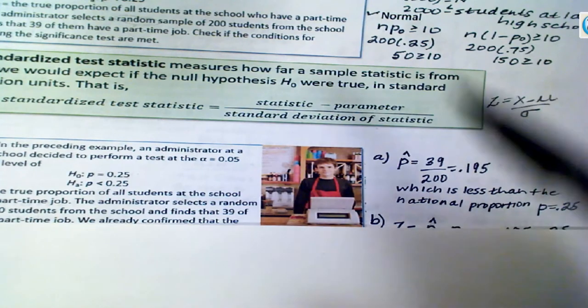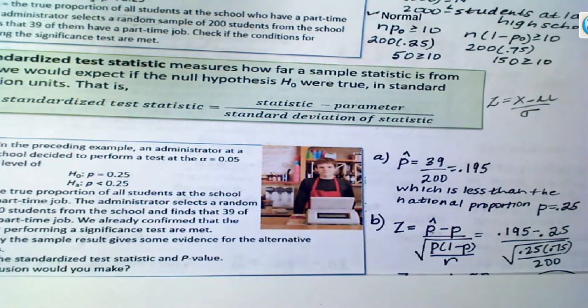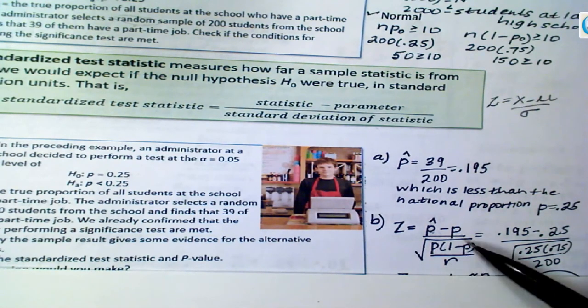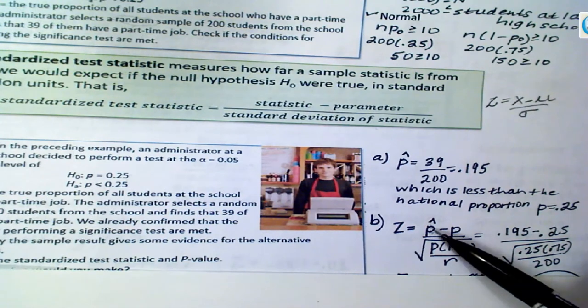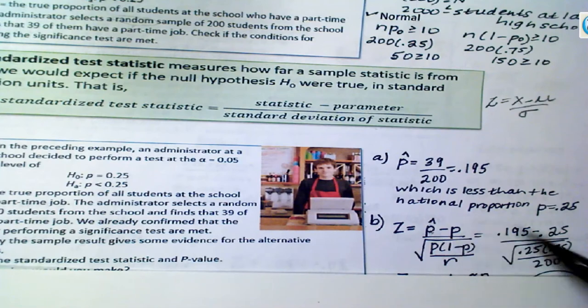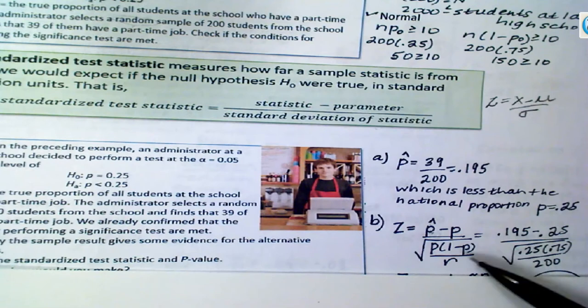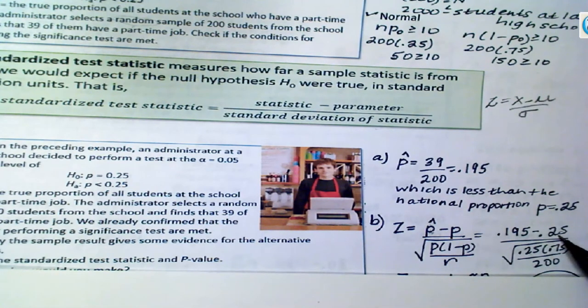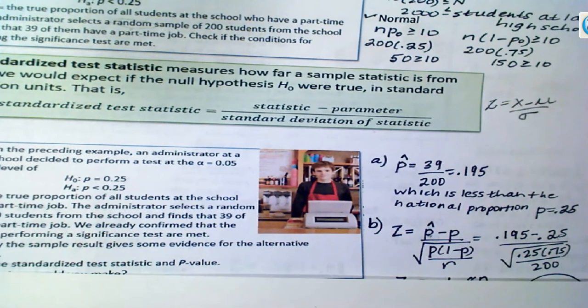So we've already had the conditions met, so now we're going to do z equals p hat minus p, and then there's your standard deviation, because this is a sample. This is the only place you use your statistic. So that's 0.195. This comes from your hypothesis statement. And when you find your standard deviation, you also use that value from the hypothesis statement. It seems kind of odd, so make sure that you pay attention to that. This is the only place that you actually use that statistic. Hypothesis statement, and then this is from the hypothesis statement.